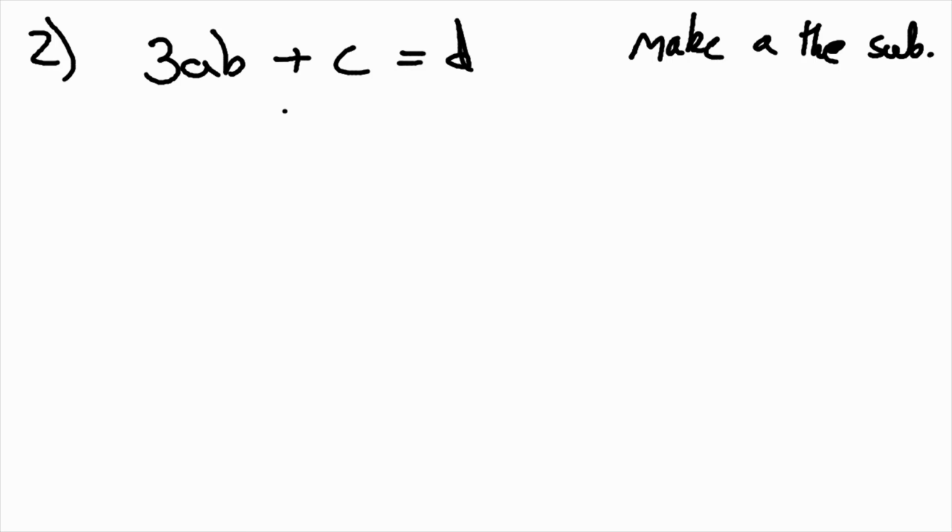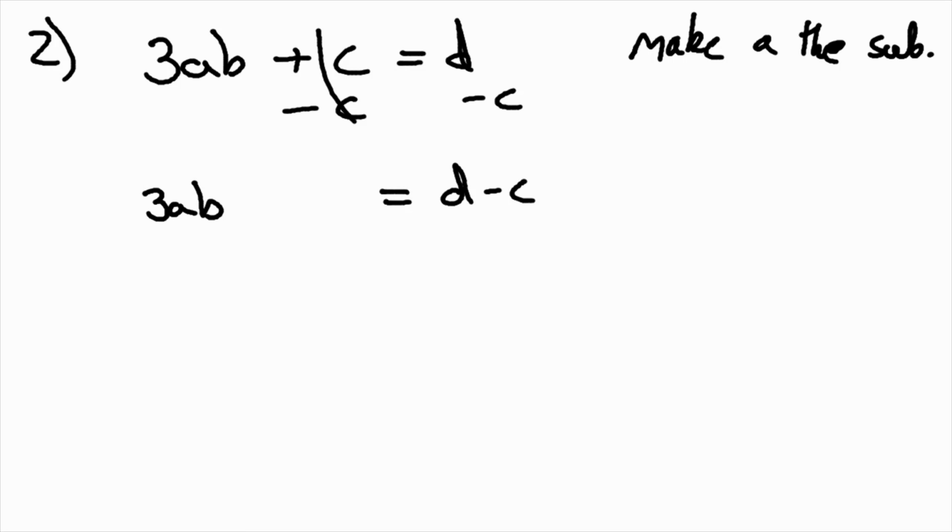We've got a plus c here, so we're going to subtract c from both sides. So we've still got the 3ab, the c's cancel, and this equals d subtract c. We can't work out what d subtract c is because we haven't got any values for them, so we leave it just like this.